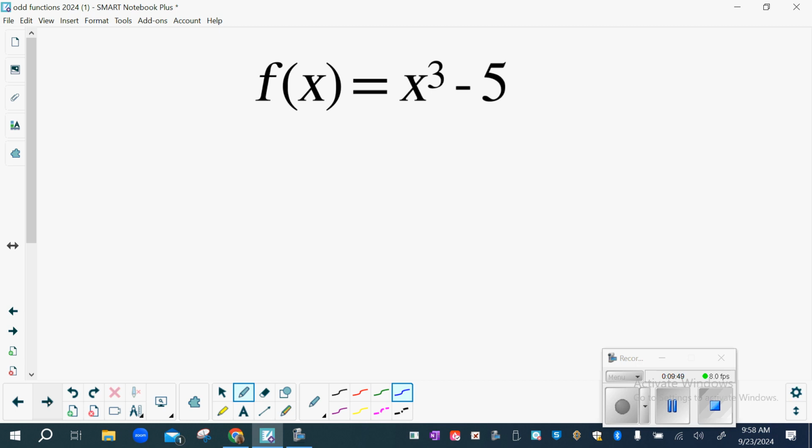Let's do this one. Because you're like, okay, Miss T, you told us even exponents might be even. Odd exponents might be odd. I'm going to guess this one would be odd. Give it a try.